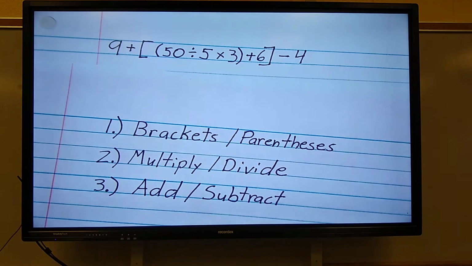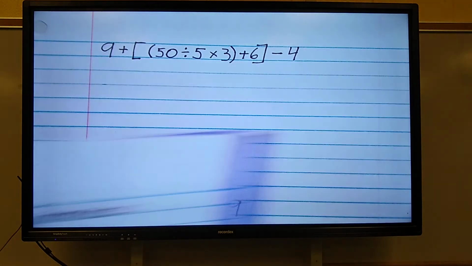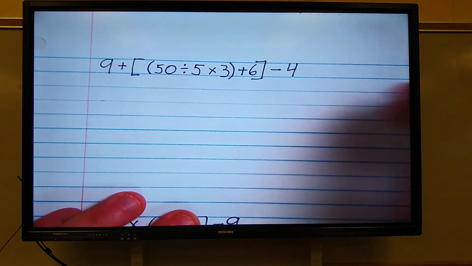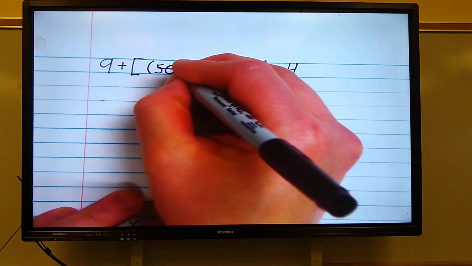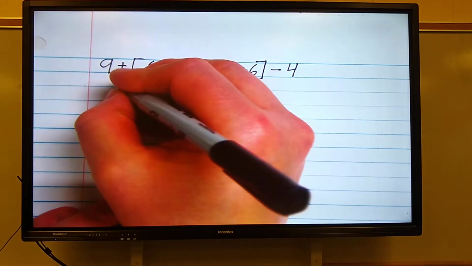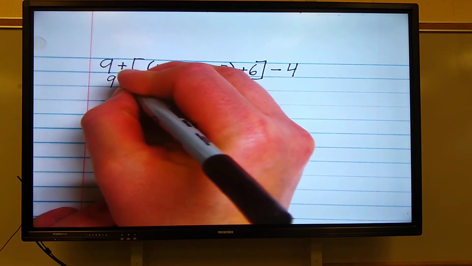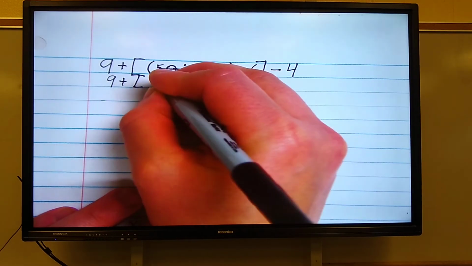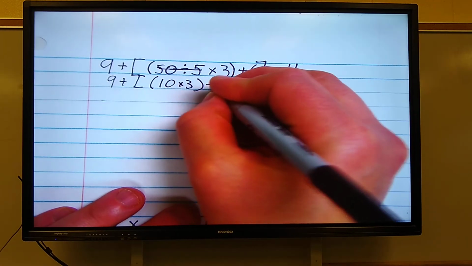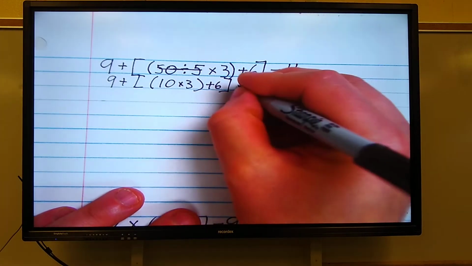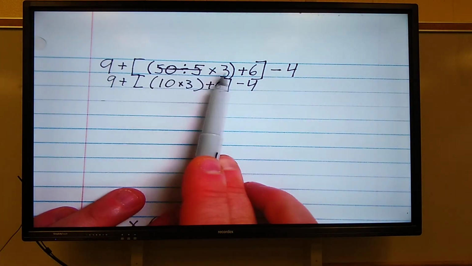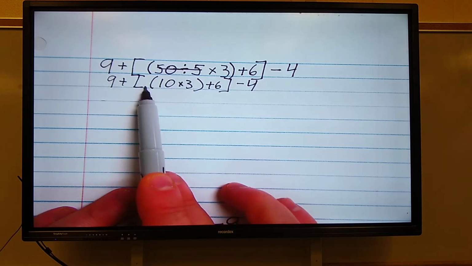In the parentheses, I have division and then multiplication first. So 50 divided by 5 must be done first. 50 divided by 5 is 10. So now I have 9 plus brackets, parentheses, 10 times 3, parentheses, plus 6, brackets, minus 4. I did not get rid of the parentheses because I still got things inside it. Same thing with the brackets.